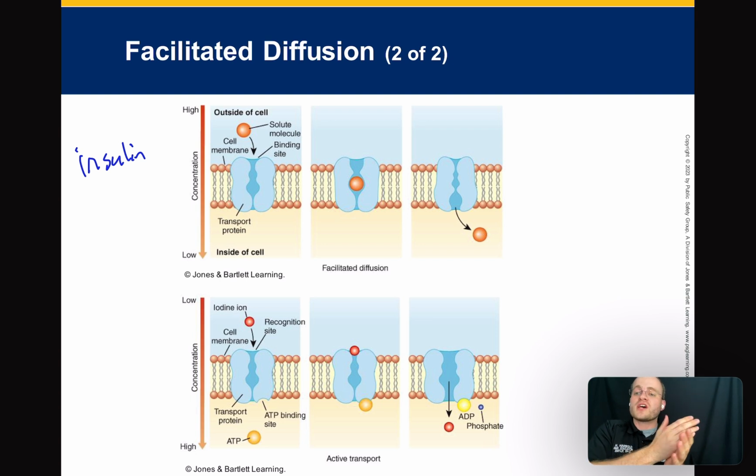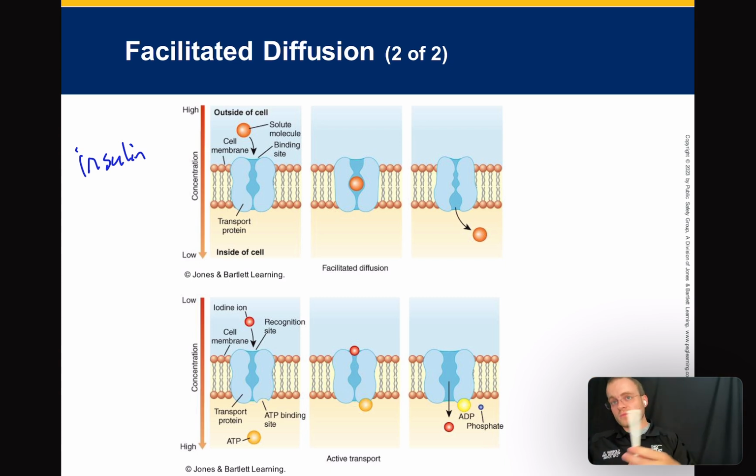The only way it can enter the cell is if insulin's there to open up the door and let it go in. And you're seeing that here with facilitated diffusion. We're taking an area of high concentration. In this case, the blood has a higher concentration of glucose. Insulin is facilitating the diffusion. It's saying, I'll open up the cell so that glucose can go through from an area of high concentration in the blood to an area of low concentration in this lonely little cell. That's facilitated diffusion. That's a good example of it.